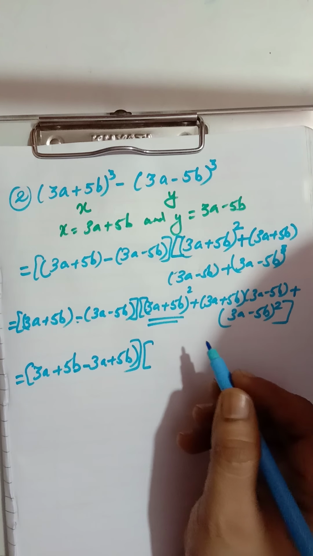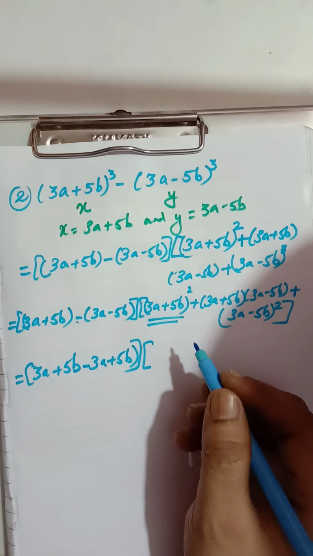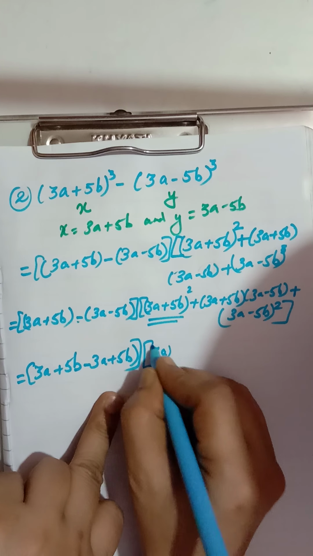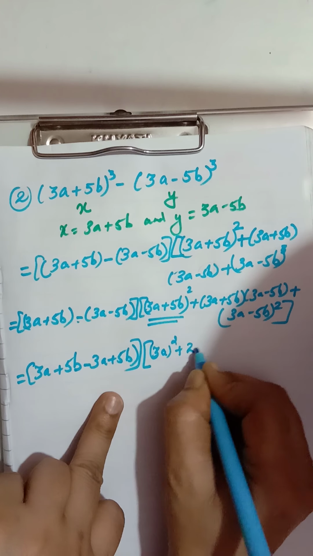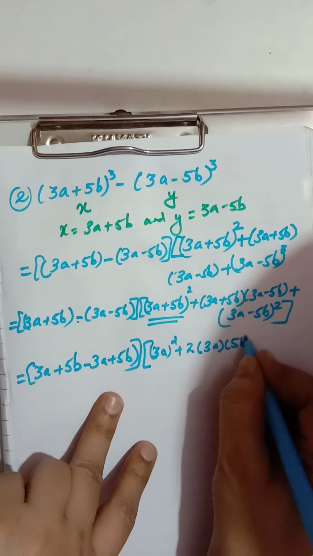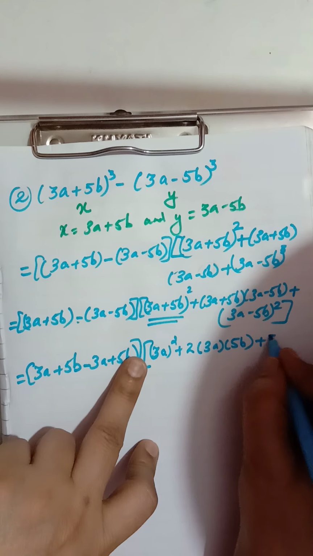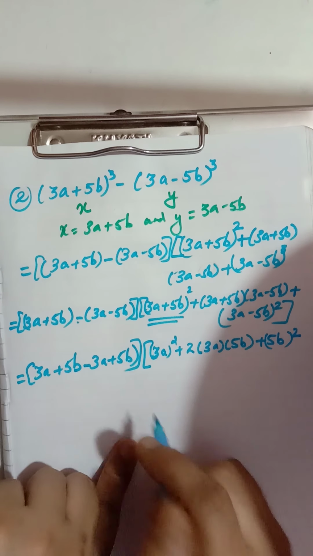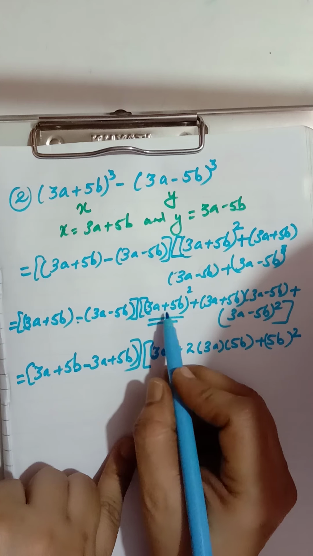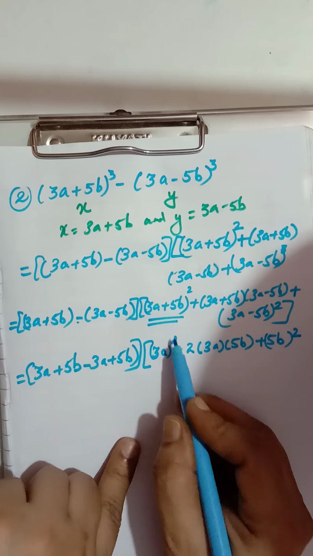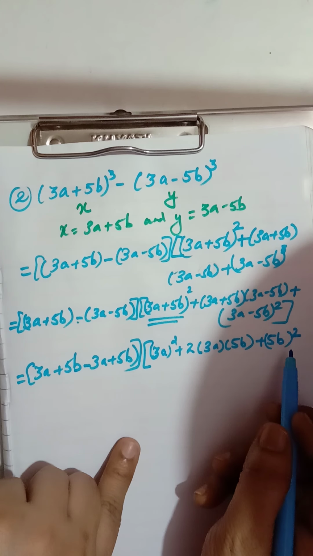Again you have to apply the (a + b)² formula here. So that becomes what? (3a)² + 2 into 3a into 5b + (5b)², okay. So what we have done, children, is apply the (a + b)² formula to only the first term. So it is a² + 2ab + b², okay.